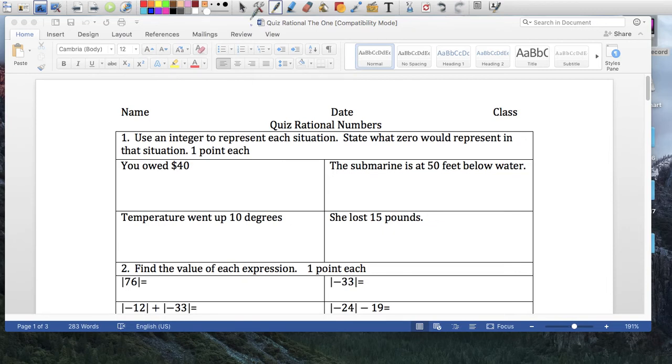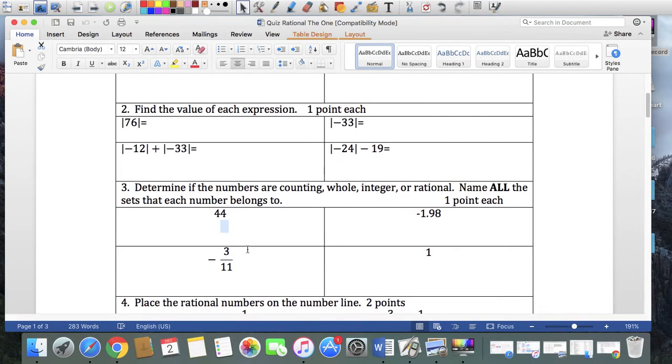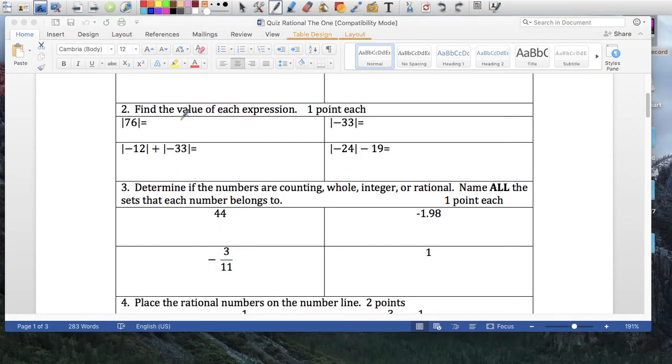Find the value of each expression. So absolute value, we're talking about the distance a number is away from 0. So the absolute value of 76 means that 76 is 76 units away from 0. Absolute value of negative 3 means that what we're asking is how far is negative 3 away from 0? It's 3 units.